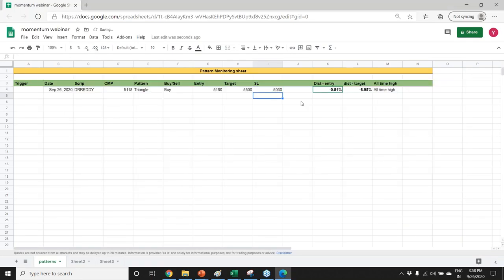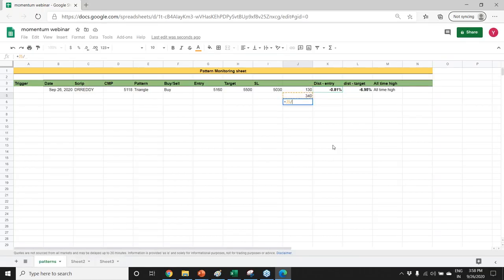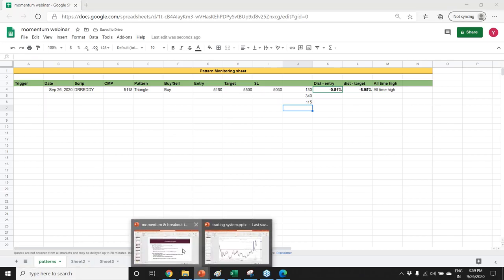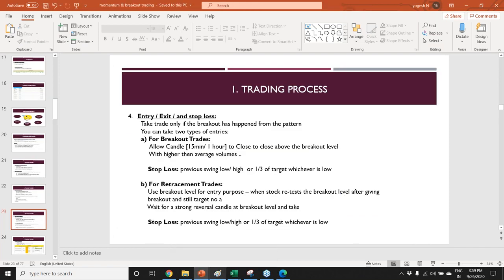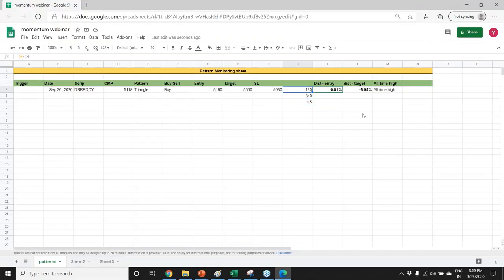So this is 5030. Now the difference between my entry and stop loss is 130 points, and my target is 340 points. If I do 1/3 of this, it's 113. So I'll keep a stop loss of 113 or say 115. The reason is I want to trade for at least 1:3 risk reward. I want to start my trade with 1:3 risk reward. So if my stop loss is 113 and I achieve the target, then it's 1:3 risk reward. So that's the reason I take maximum stop loss as 1/3 of my target. So here our stop loss would be 5045.